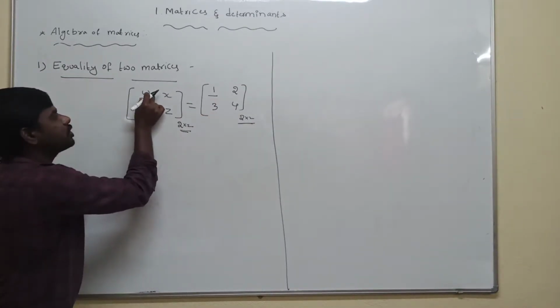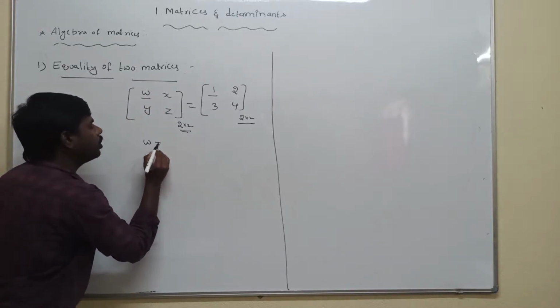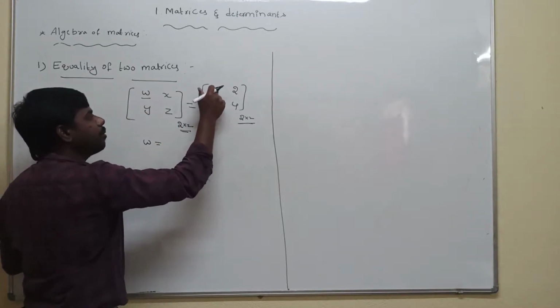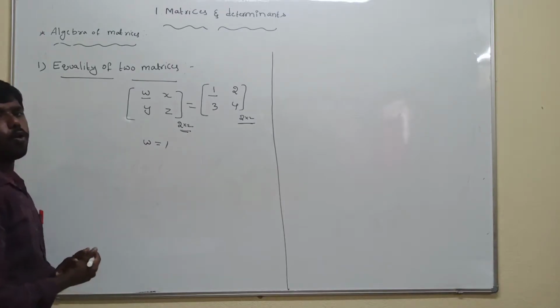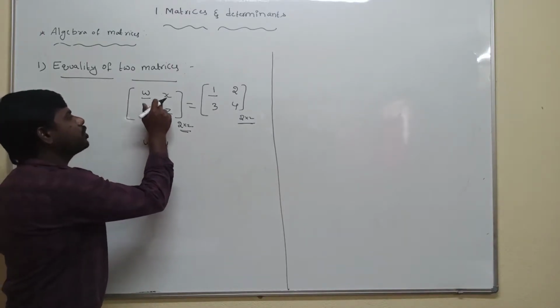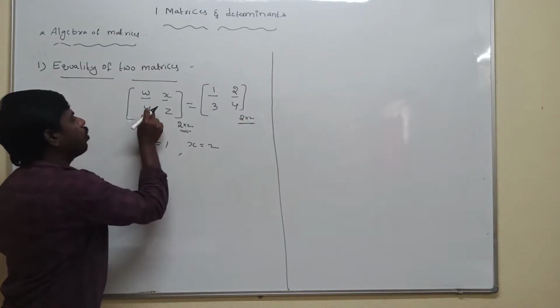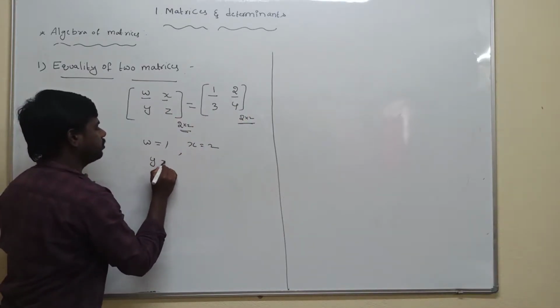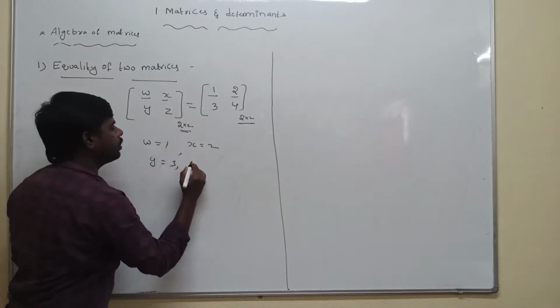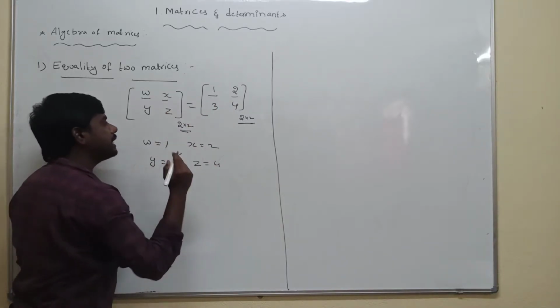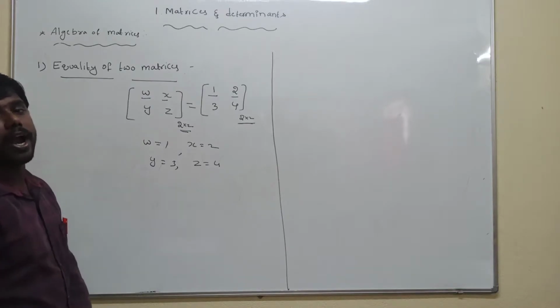What is the first position element here? W is equal to 1. Next, the first matrix's second position: x is equal to 2. Next, y is equal to 3. Next, z is equal to 4. It is called equality of two matrices.